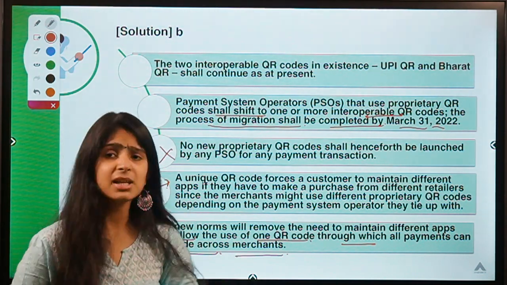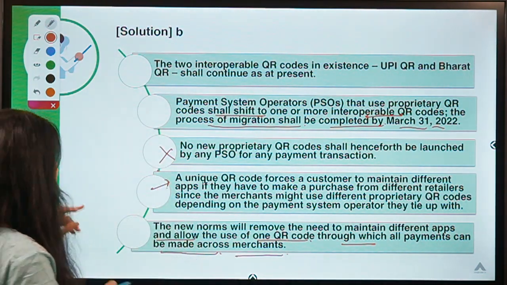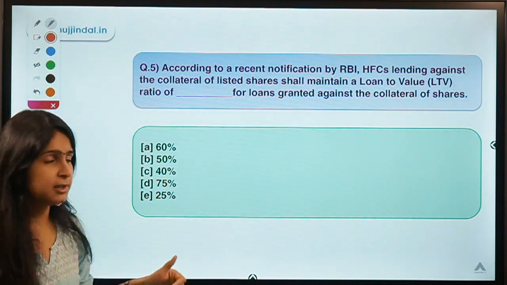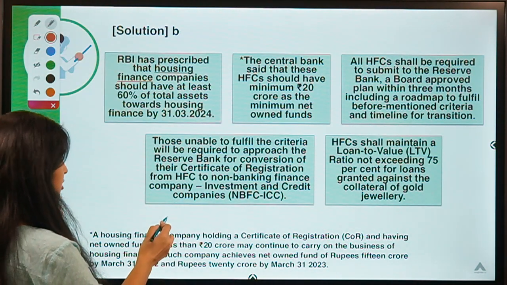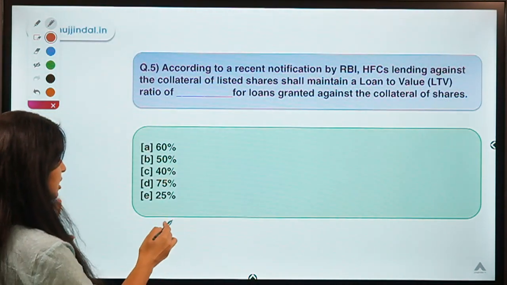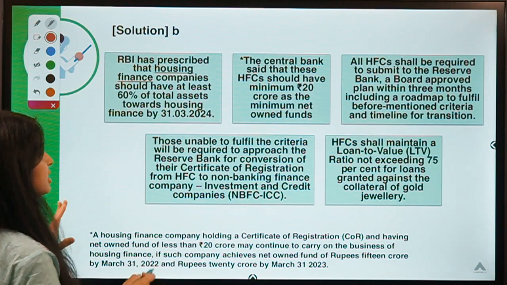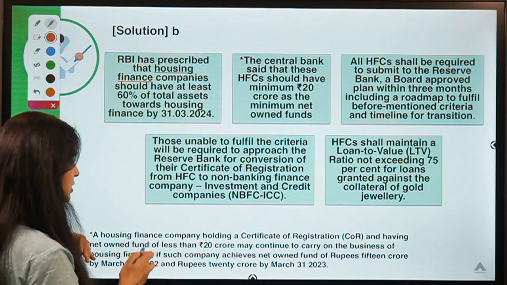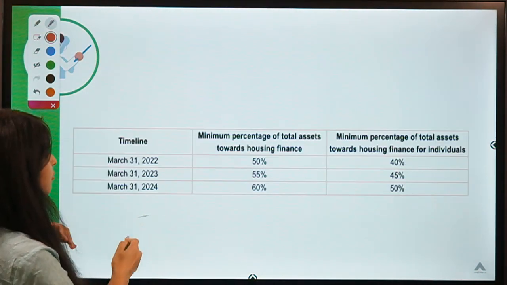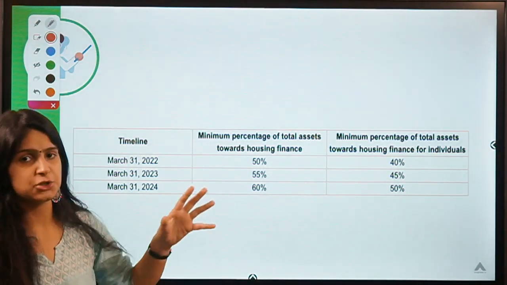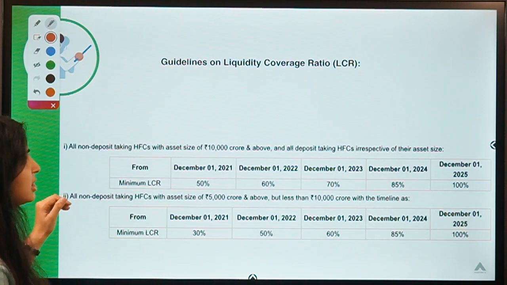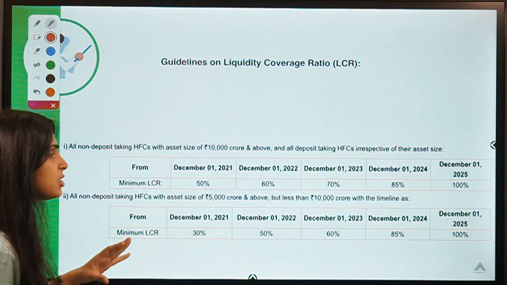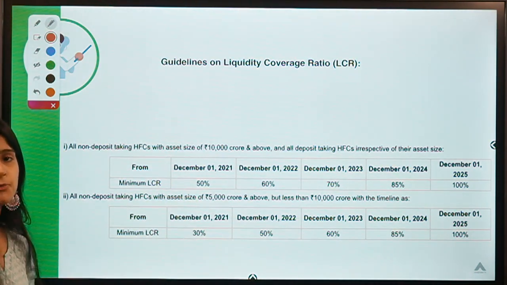So guys, these were the 5 questions for today. Yesterday there was a technical glitch in the session, because of which question number 5 was not properly visible to you guys. Here you can see the correct question and the tables related to it. We discussed the rules that RBI came up with for housing finance companies in yesterday's session. I hope that was clear. Here is a table for fulfilling the criteria of minimum percentage of assets in housing finance. This table covers the liquidity coverage ratio and its deadlines, right? You can take a screenshot of it for further use.